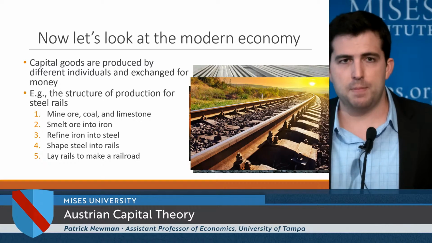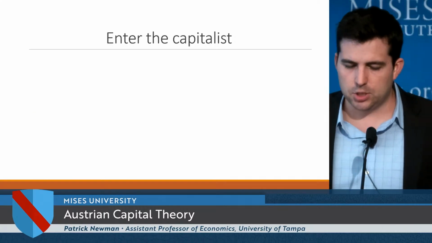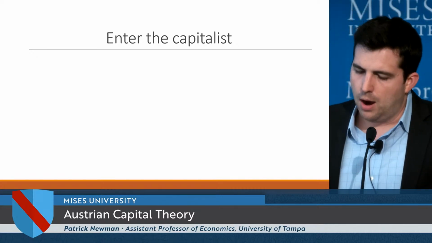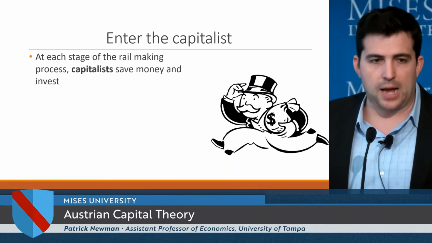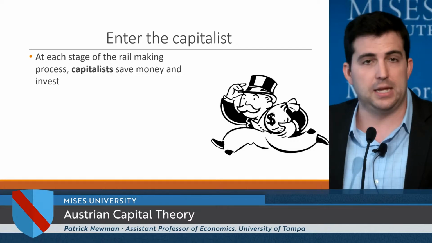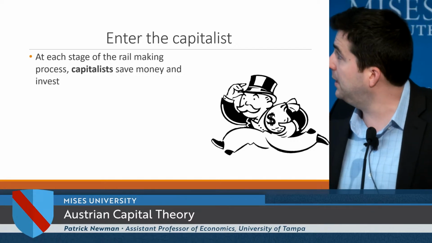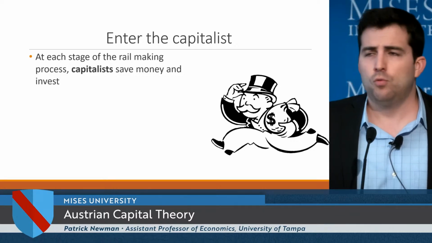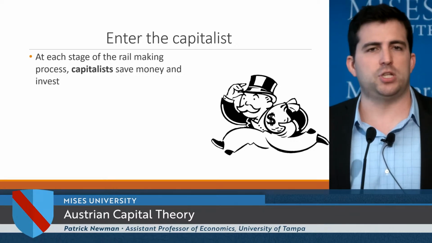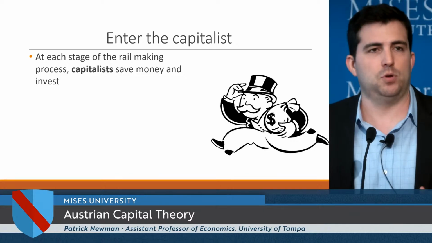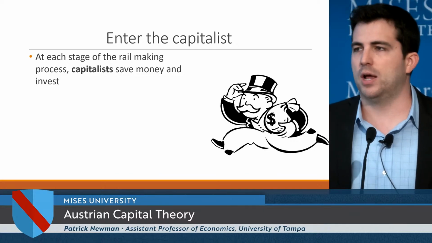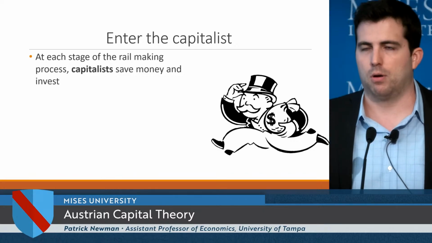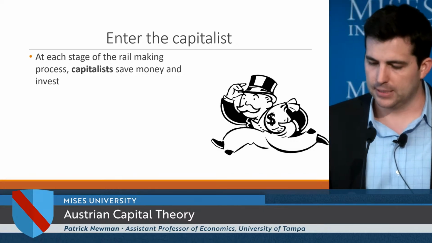All right. So I've been mentioning this capitalist. Let's look at him a little bit more. Who are these people? At each stage of the rail-making process, capitalists save money and invest. Have you guys ever played Monopoly? This is the Monopoly man. He's a capitalist. Really, a capitalist is just anyone who saves. So some of you are capitalists. If you own stock or if you run a small business or something like that, you're a capitalist. You don't have to be a wealthy robber baron or a billionaire to be a capitalist.